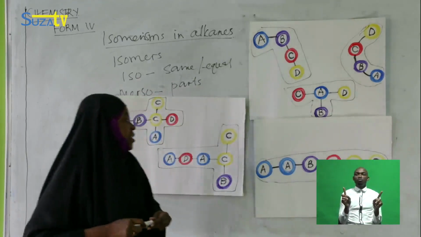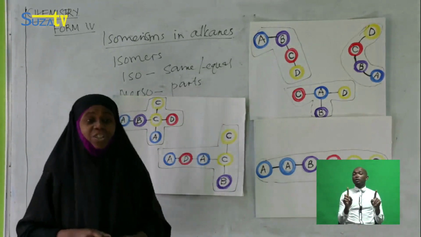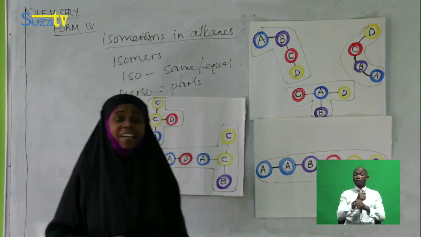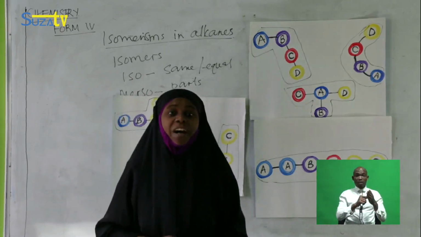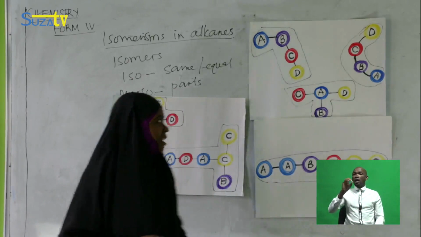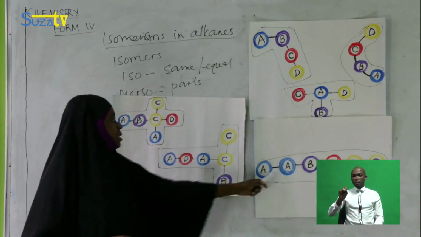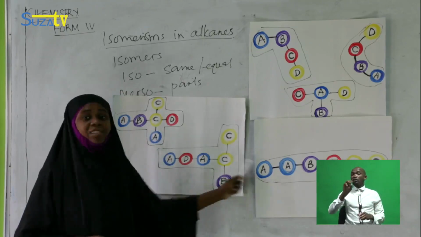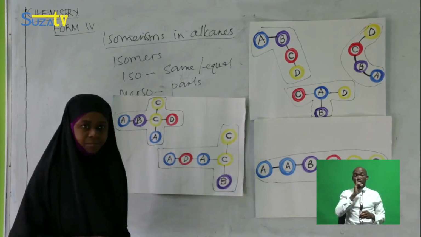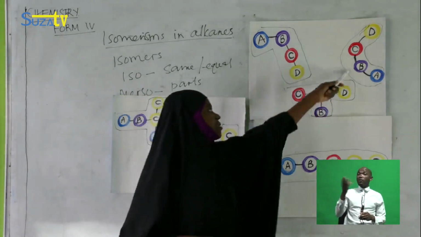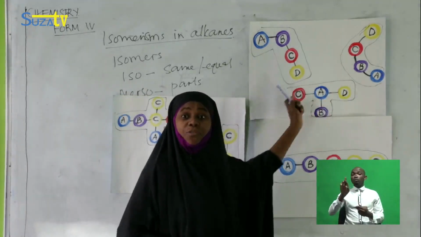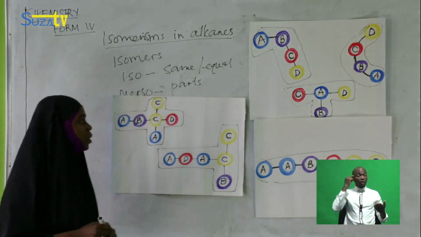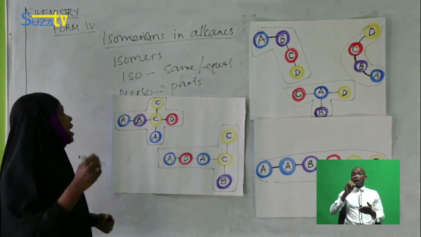Good. They are arranged differently. So from here now, we can get the meaning of the word isomer. We say that these compounds are isomers of each other. And also, these three are isomers of each other. Why? This is because of the meaning of isomers.